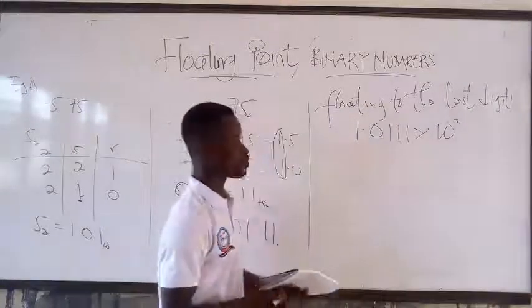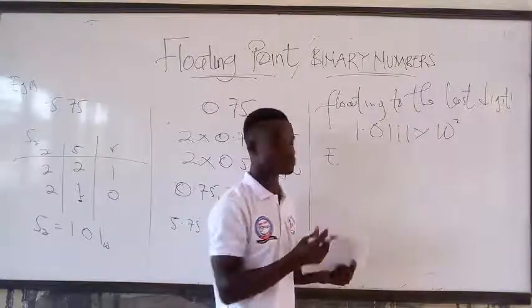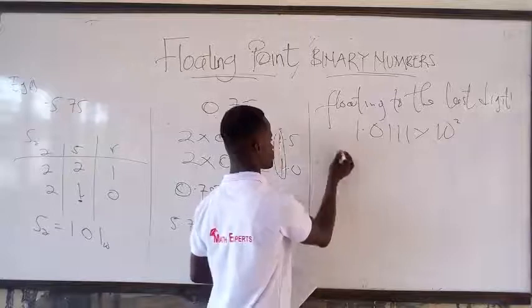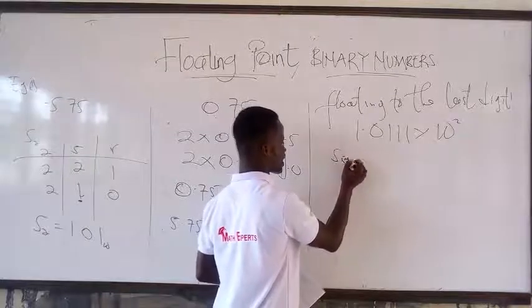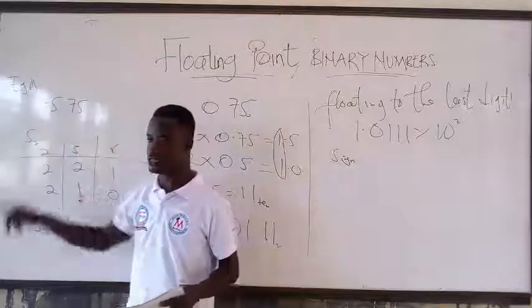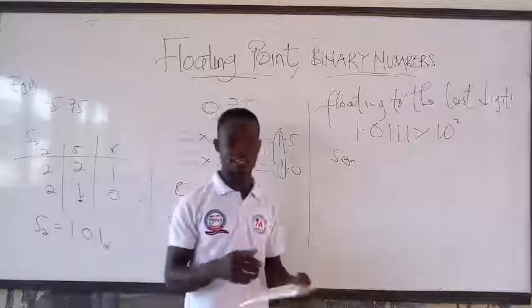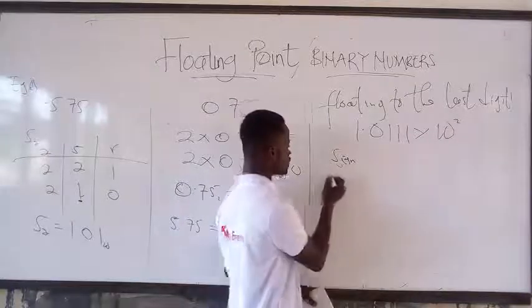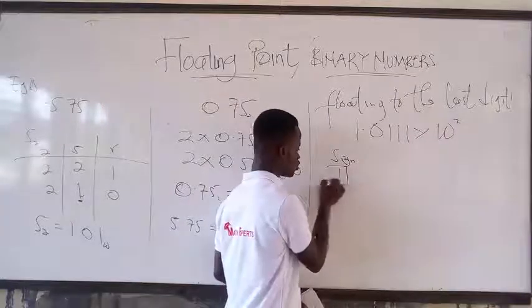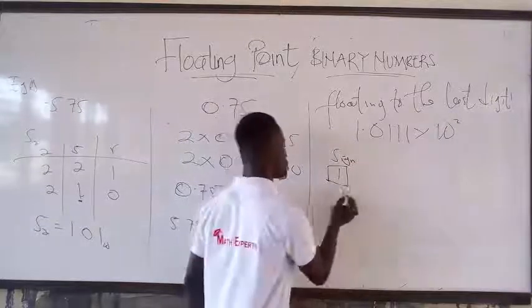Alright, so from here we go to the sign. So what will be the sign? The sign is negative. And we already established that if it's negative, it means you write 1. So that is for the sign. Alright, now let's move to the exponent.